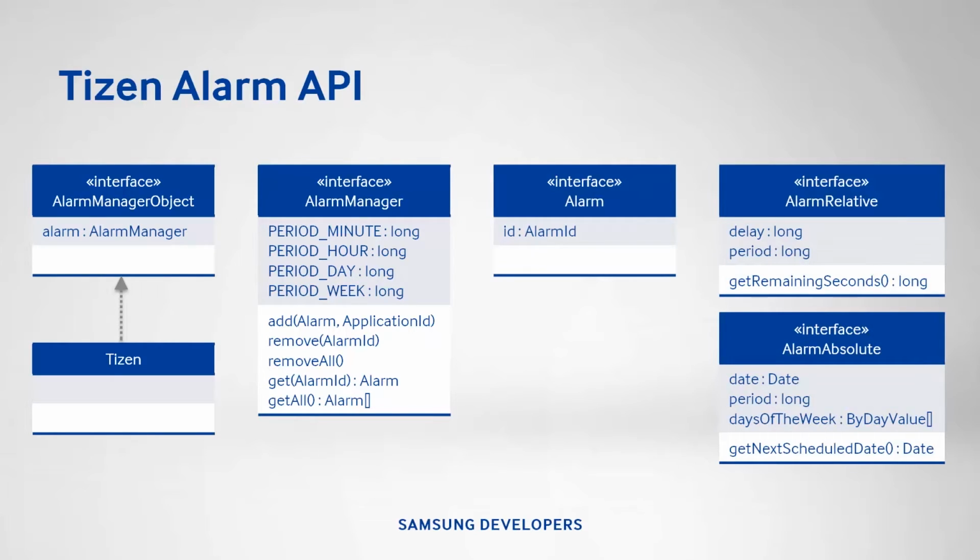The Alarm Relative interface provides the relative alarm, which occurs at a fixed interval in the future. It triggers after a duration from the moment the alarm is added. It's great for countdown timers. Unlike Alarm Relative, Alarm Absolute triggers at an absolute date like the alarm in your phone's clock app.